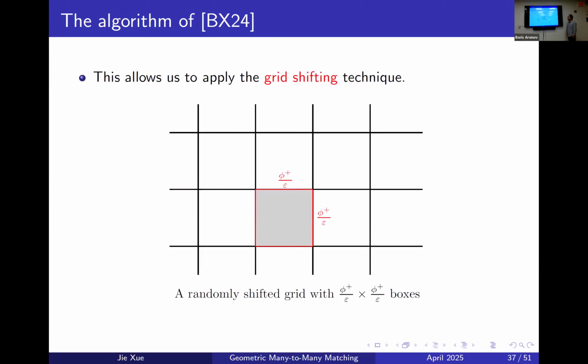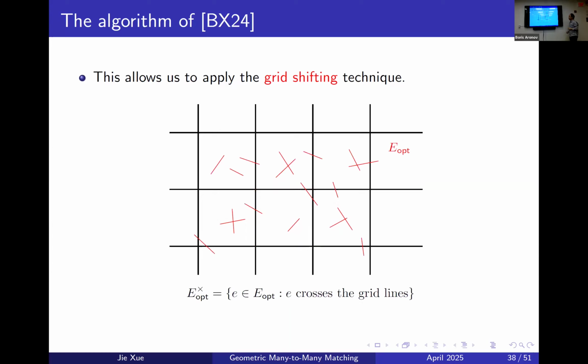So let's build a grid in the plane, where each cell is some square of side length phi plus over epsilon. And then let's randomly shift this grid in the plane. Suppose this is your optimal solution, which we denote by E opt. When you shift this grid in the plane, right?